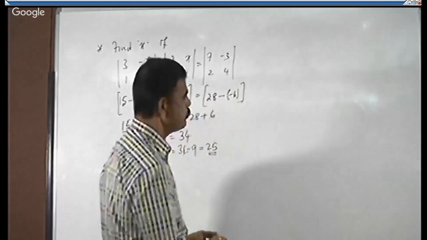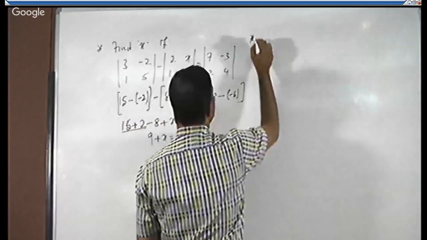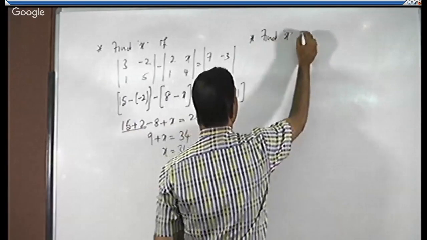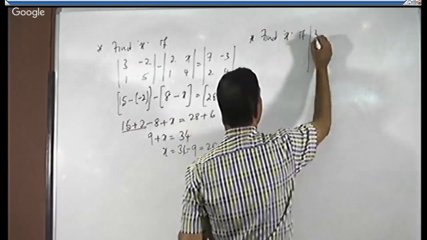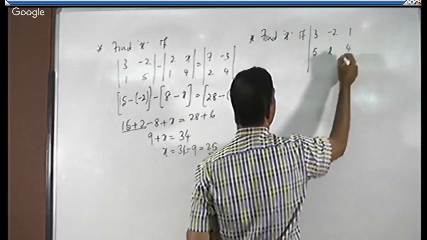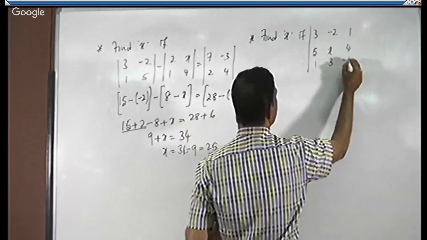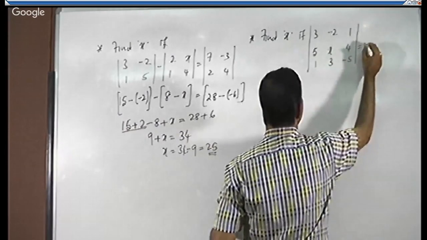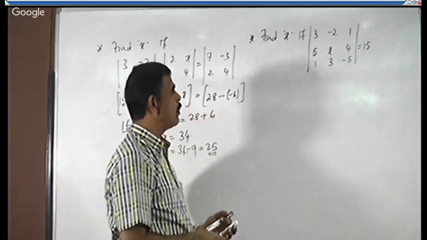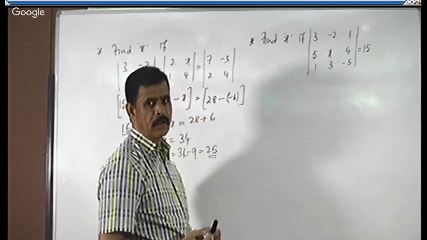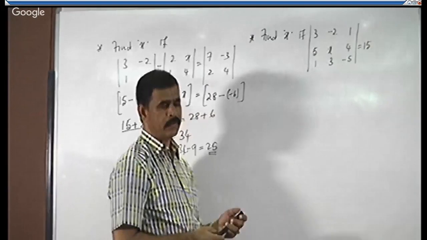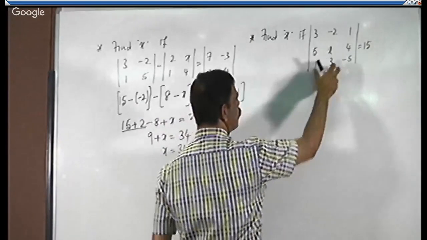The next problem, on getting the x value. Find x if the determinant |3 -2 1; ...| and |4 1 3 -5| is equal to 15. I have taken an example of a third order determinant. You follow the routine steps. What is that? Just expand the determinant.